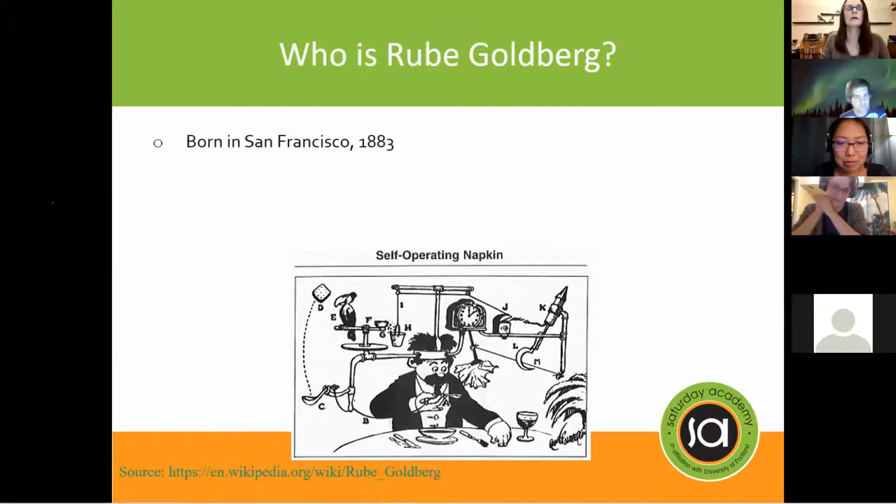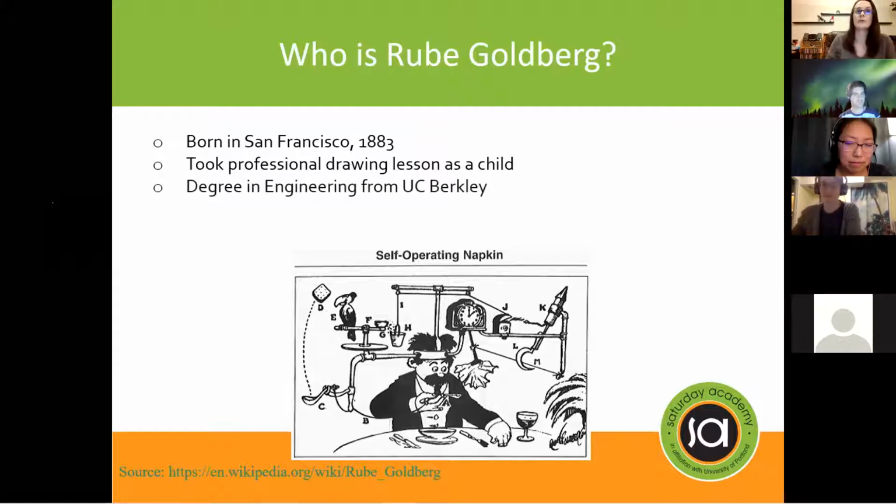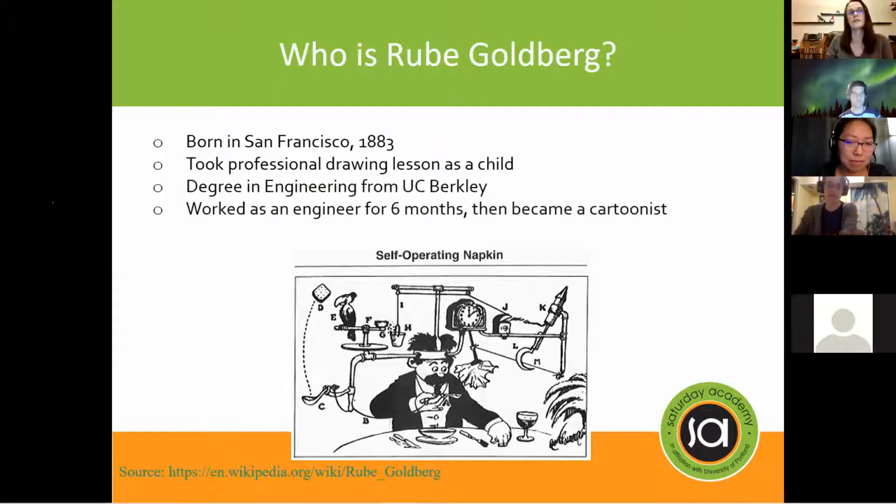Rube Goldberg was born in San Francisco in 1883. When he was a kid, he loved art and was able to take professional drawing lessons as a child, and really wanted to continue with that as he was growing up. But his father advised him that engineering might be the way to go for a career. So he went to UC Berkeley and got a degree in engineering. And this is the part I love the most: he worked for the city of San Francisco as an engineer for 6 months, and then quit and became a cartoonist to follow his passion.